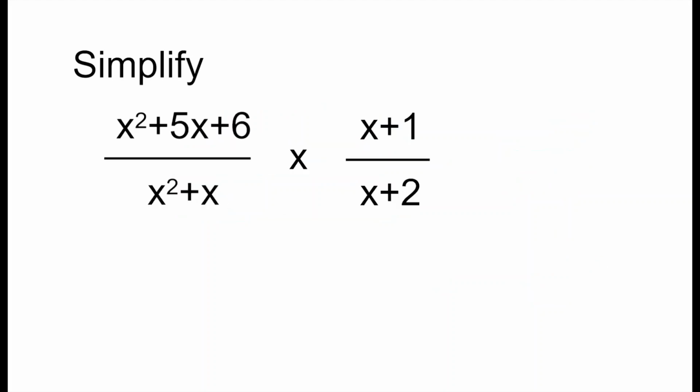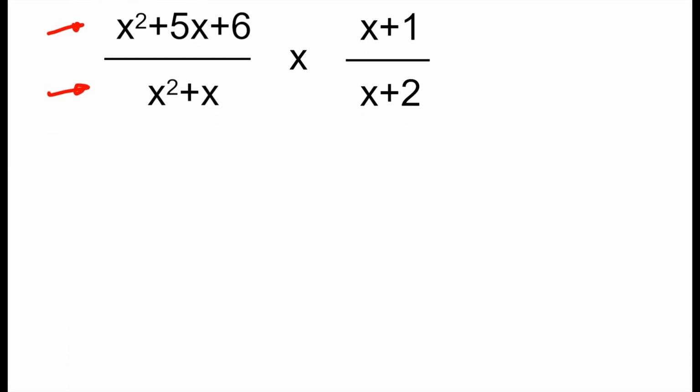We also might see examples like this. Now, if we were to just do top times top, bottom times bottom on this one, we'd end up with x's to the power of 3, and it would get very, very messy with expanding those sorts of brackets. So what I'm actually going to do with this one is I'm going to factorize the top and the bottom.